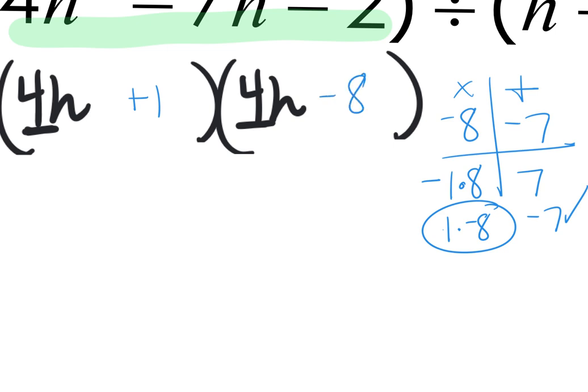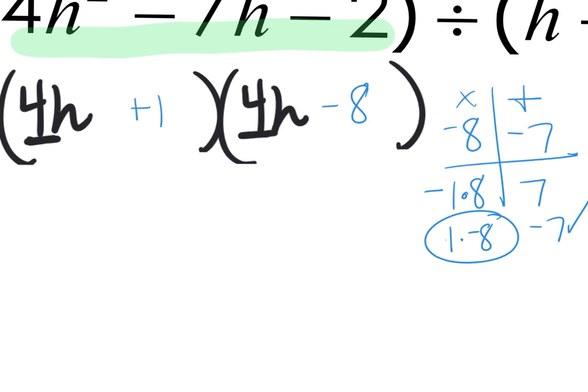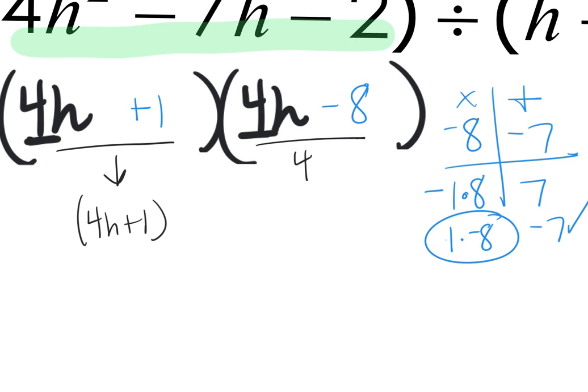Now remember, with this type of factoring, you have that one other step. That's to look for that common factor. With a 4 and a 1, nothing can go into that. So we just keep 4H plus 1. With a 4 and an 8, 4 can go into that. So we divide that by 4. I get H minus 2.